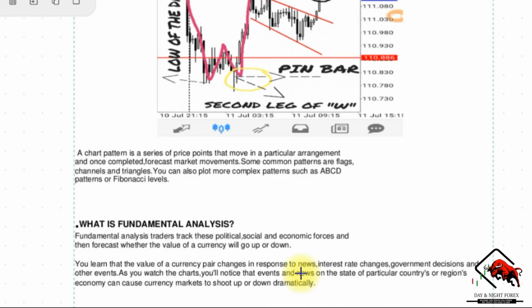But anyways, a chart pattern is a series of price points that move in a particular arrangement, and once completed, forecast market movements. So it just helps you to predict the future of a market. And then some common patterns are flags, channels, and triangles. As you can see, this is a form of a flag, but it's also a channel, so it's a downtrend channel type of thing. And then you have triangles, so it's a lot of them. And then you can also plot more complex patterns such as the ABCD patterns or Fibonacci levels.